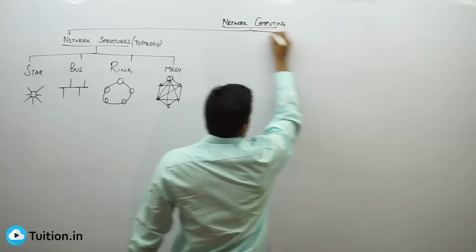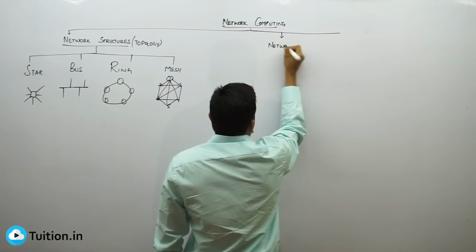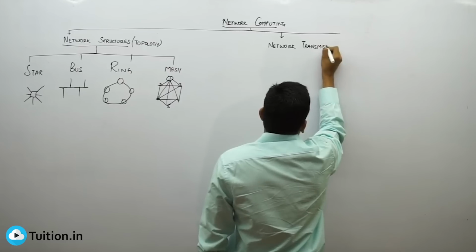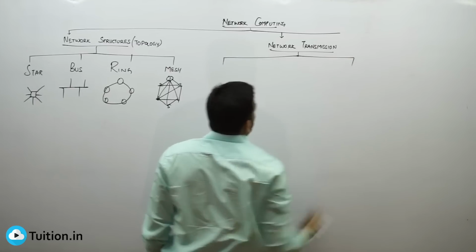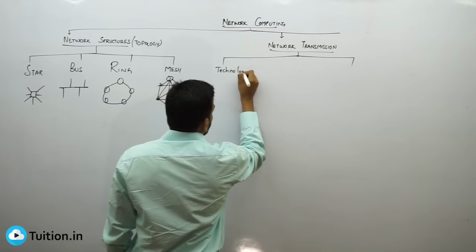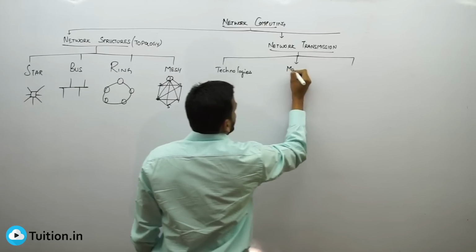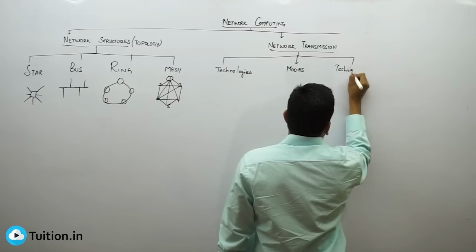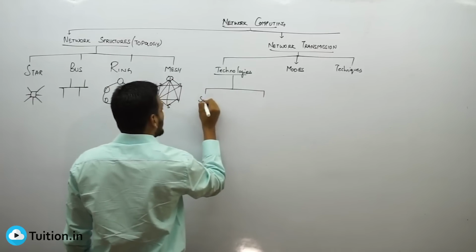Then comes the very important topic on the other side, where we're talking about network transmission. What is there in network transmission? We have transmission technologies, then we have something to do with the transmission modes, and then we have something to talk about transmission techniques. On the transmission technologies, we are again classifying them into two: serial and parallel.